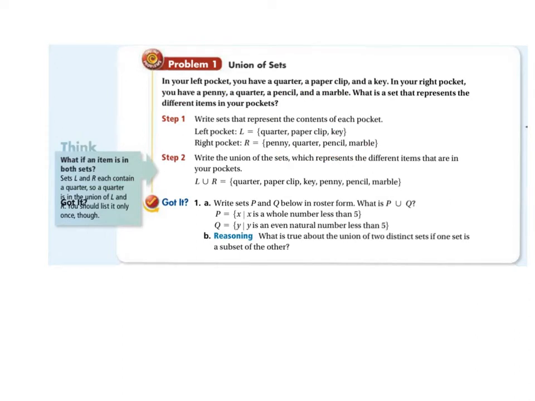Write the union of the sets. So again, everything that's in both: quarter, paperclip, key, penny, pencil, marble. Notice we'll list the quarter once because we're looking for the type of item in that case. The type of item.